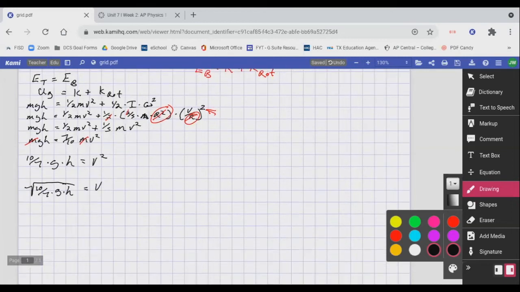Well, we want an actual number. All right, so let's do the actual math. Square root of 10/7 times 10, because gravity's 10, times 8, because that was our height from our picture. That 8 comes from the picture. Don't lose that. That equals the velocity. So let's do that. I've got my calculator here. I've got 10 divided by 7 equals, times 10 equals, times 8 equals, and I want the square root of that mess. I get 10.69. 10.69 meters per second equals the velocity.